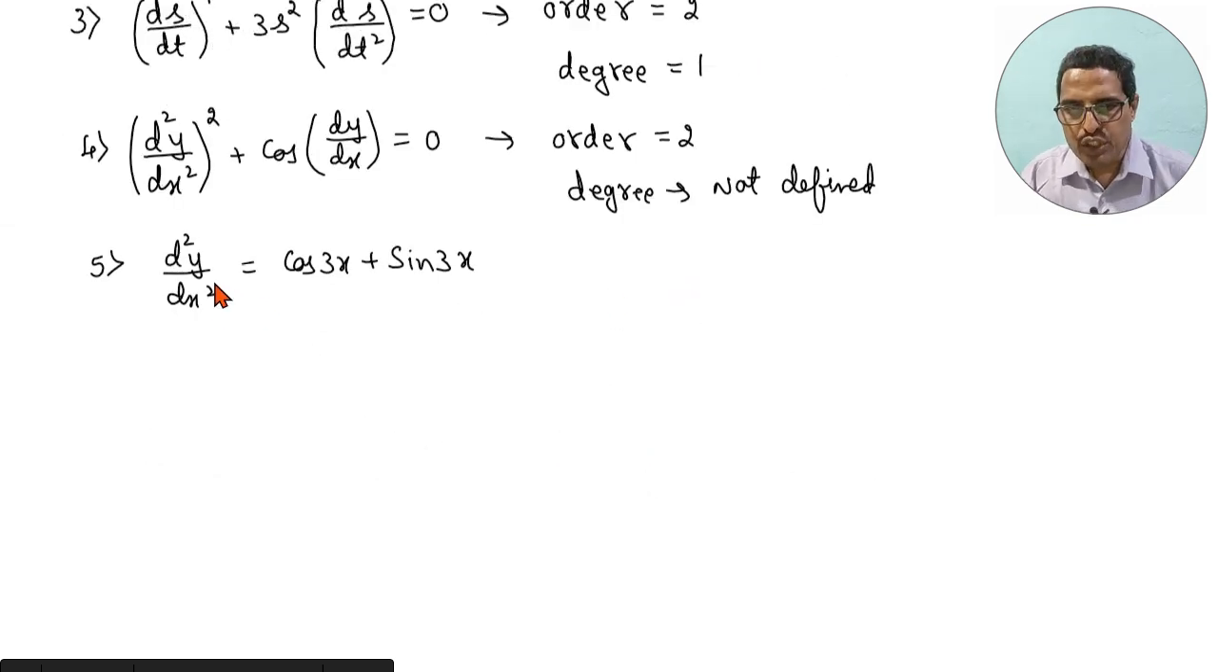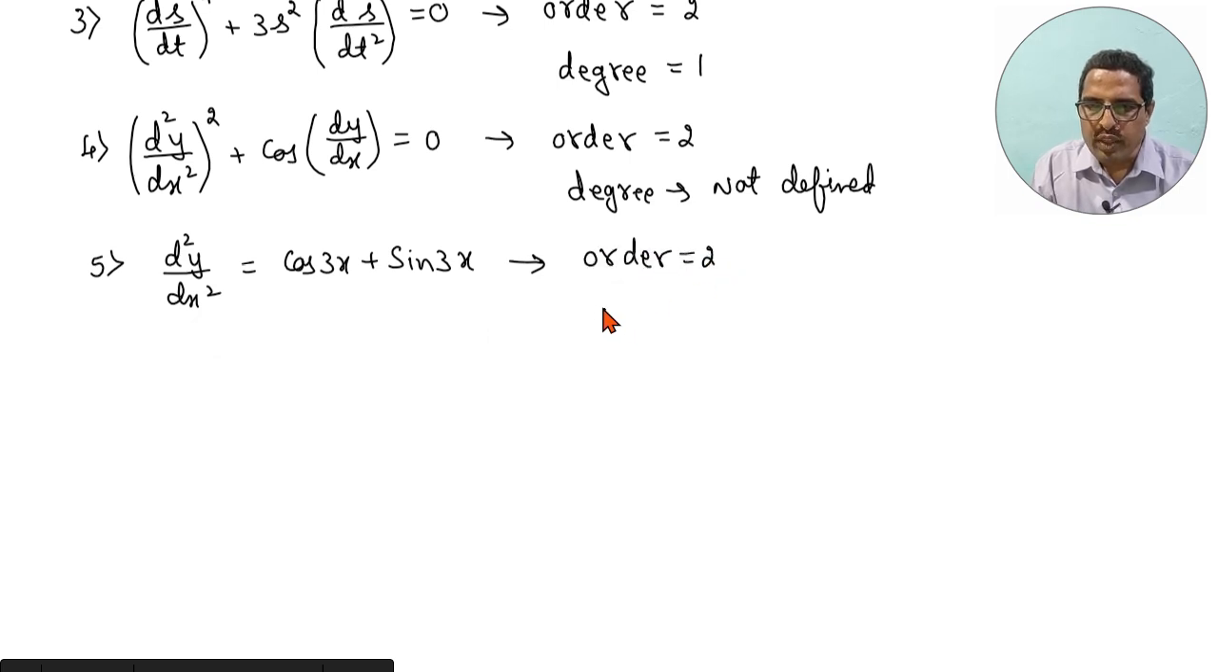The next example is d square y by dx square is equal to cos of 3x plus sine of 3x. So this differential equation is a polynomial function in the derivatives. Here you have the derivatives. Here you don't have the derivatives. So we can say that it is a polynomial function in derivatives. Therefore, degree is defined over here. So let's try to find out the order and degree. Here the highest order derivative is 2. Therefore, the order of this given differential equation is 2. So what is the degree of this given differential equation? This is the highest order derivative.